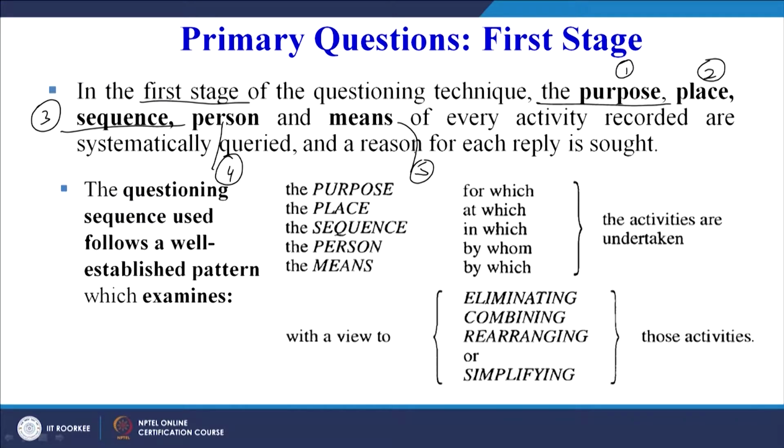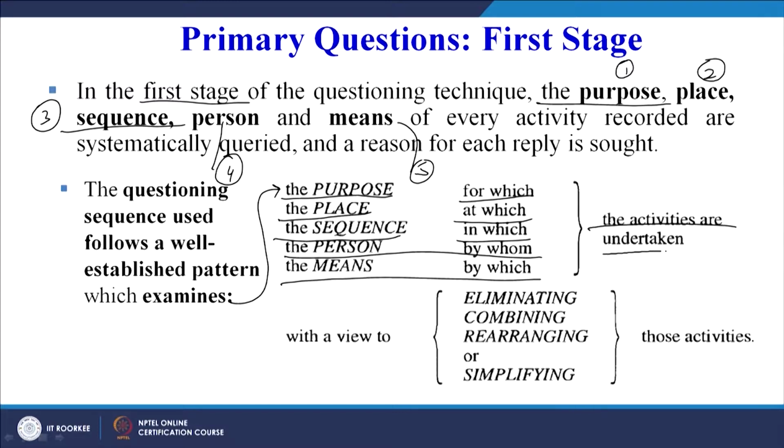So these are the 5 target areas. The questioning sequence used follows a well established pattern which examines the purpose for which, the place at which, the sequence in which, the person by whom, the means by which the activities are undertaken.